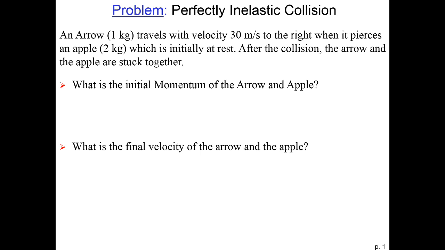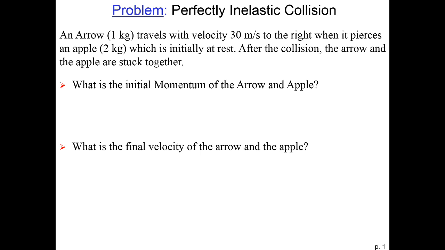Okay, so I've set up a pretty straightforward example here. An arrow with a mass of 1 kilogram travels with a velocity of 30 meters per second to the right, where it pierces an apple with a mass of 2 kilograms, which is initially at rest. After the collision, the arrow and the apple are stuck together.